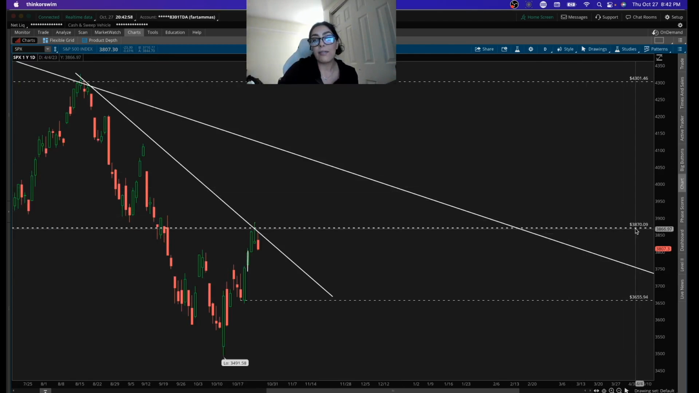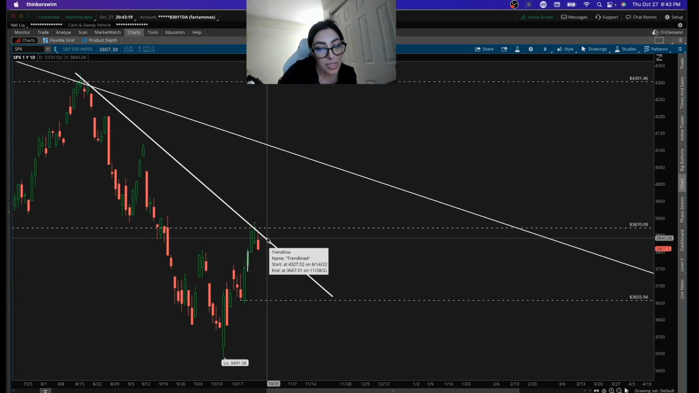We can see that it rejected 38.70. It rejected this trend line. This would actually be a very high probability setup if it opens below the trend line here. This is your rejection candle. If tomorrow SPX breaks below 3,800 or the level of support here, we can see a move down to its next level of support of rejection of the trend line here.